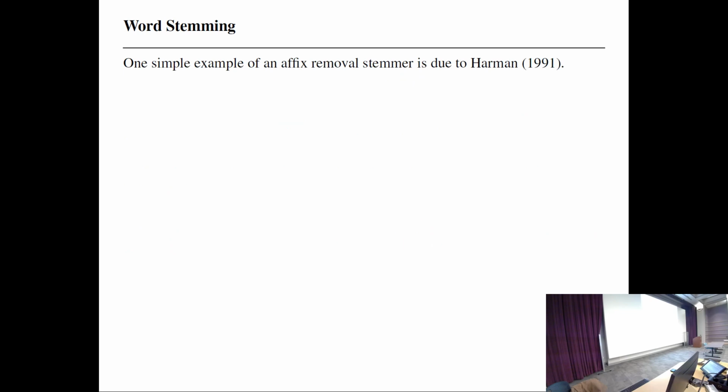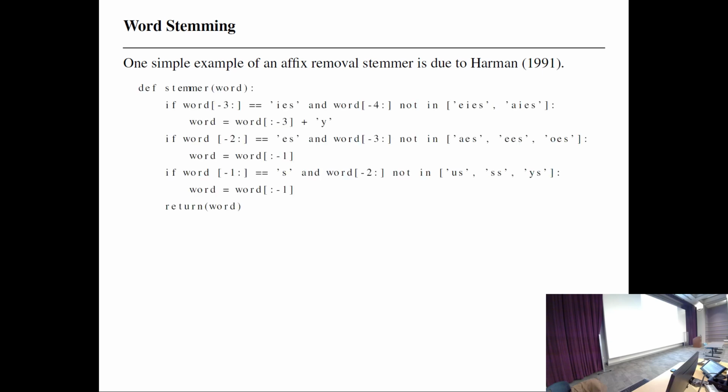So this is the simplest affix removal stemmer. Let's parse what this means. An affix is the ending of the word. And mostly what this stemmer, introduced in 1991, does is change those endings we're familiar with in English: IES, ABLE, ING, and so on. It handles those. And this is what it looks like. It's like 10 lines of code.